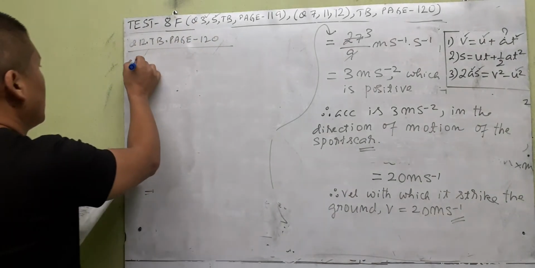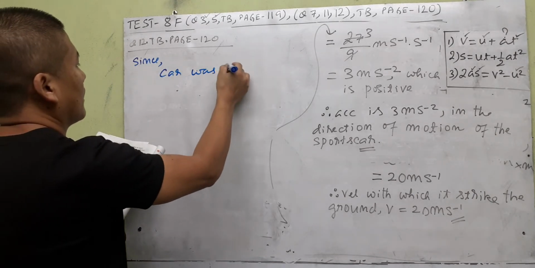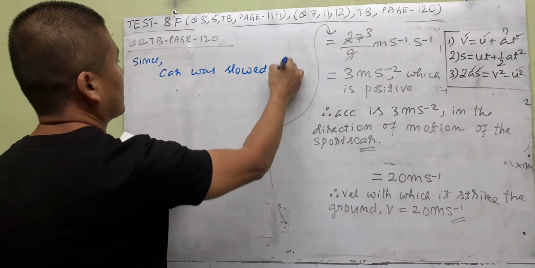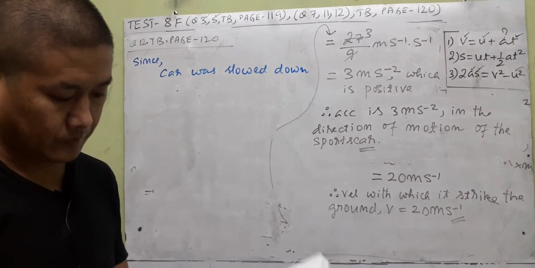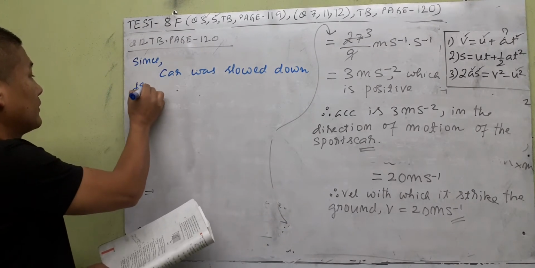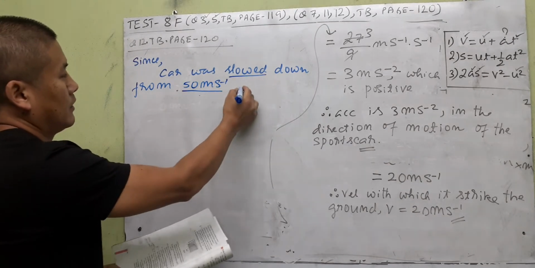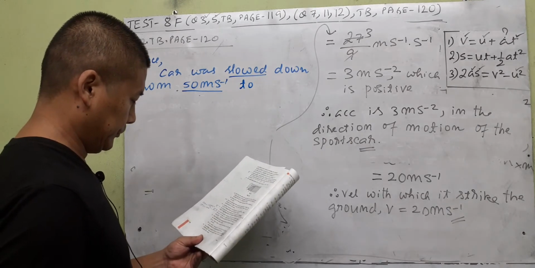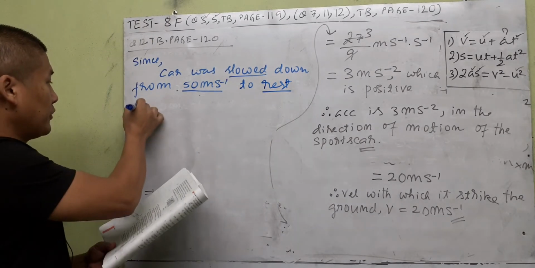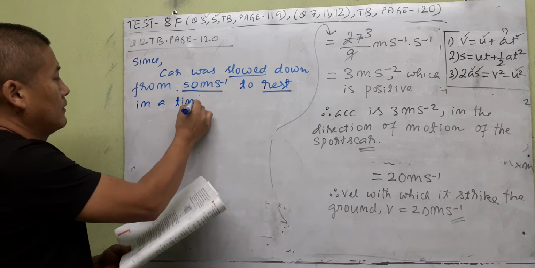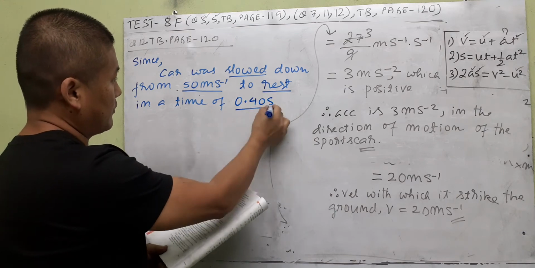Since the car was slowed down from 50 meters per second, keywords, to rest, another keyword that will give us a physical quantity, in a time of 0.40 seconds, another important information.